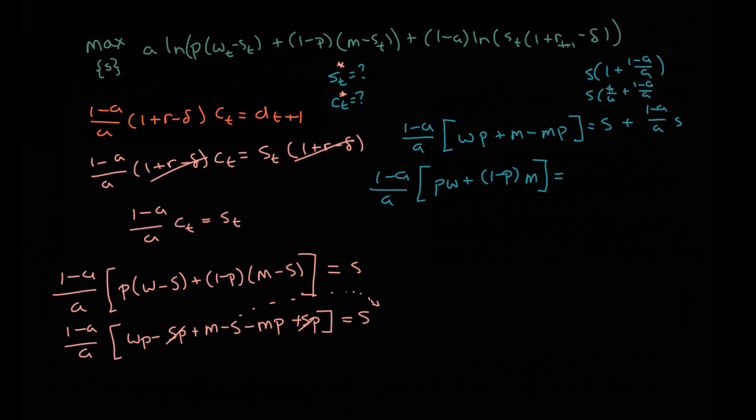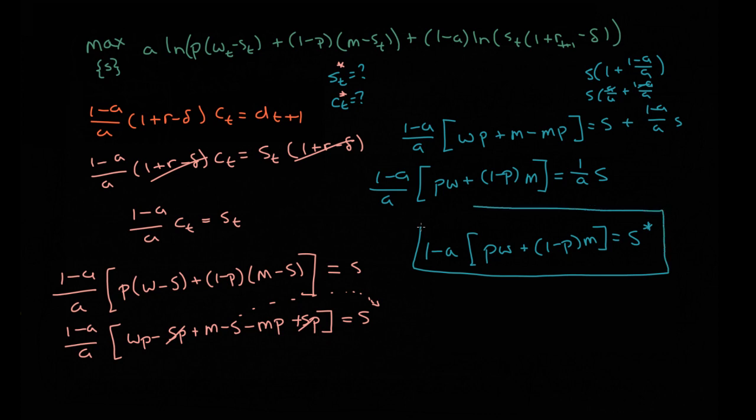So we'll end up with this a and this a canceling, and we'll end up with 1 over a s here. So we'll multiply this a back over to the other side and just end up with 1 minus a times Pw plus 1 minus Pm is equal to s star. And so that is our first answer.